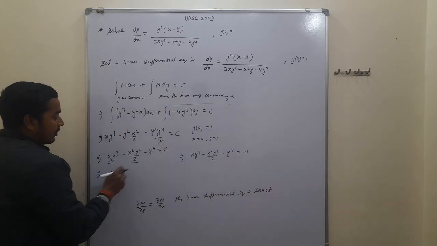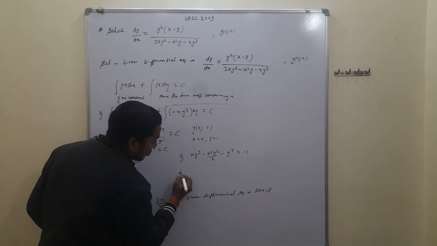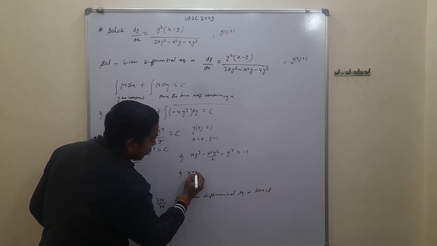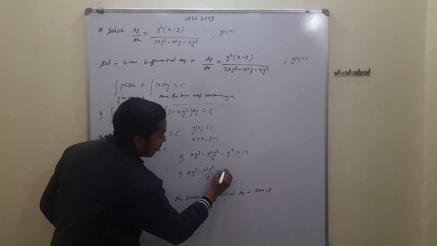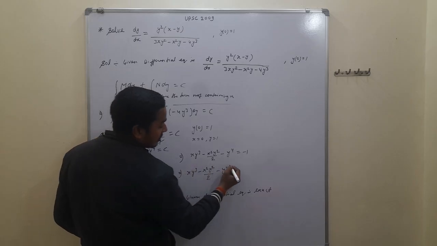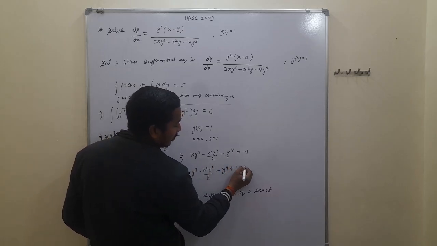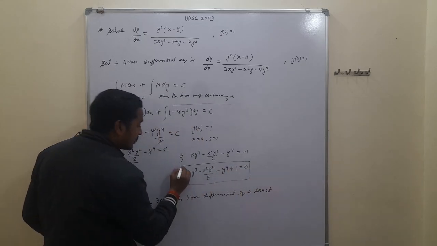We can also write this as xy³ − x²y²/2 − y⁴, and taking −1 to the left hand side, plus 1 equals 0. This is the required solution of the given differential equation.